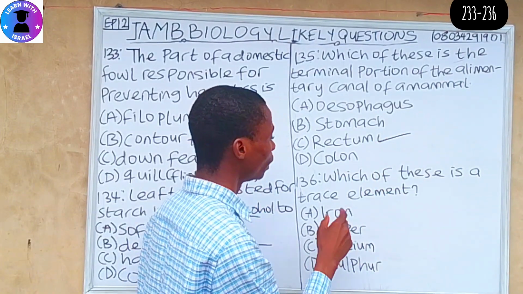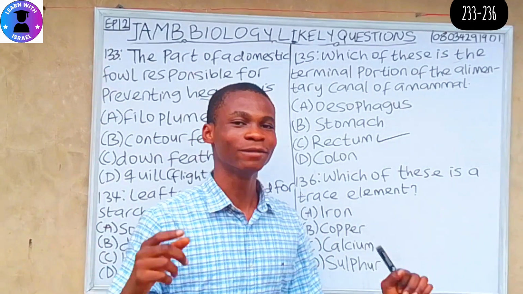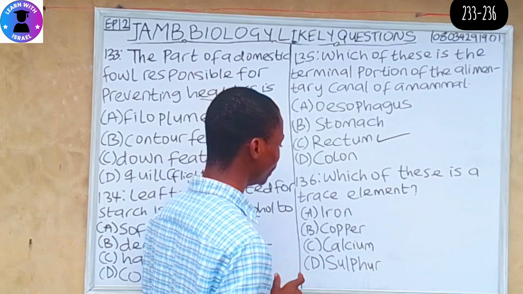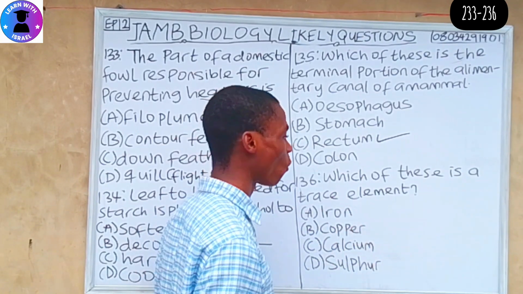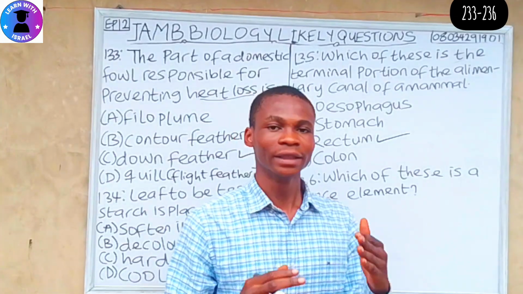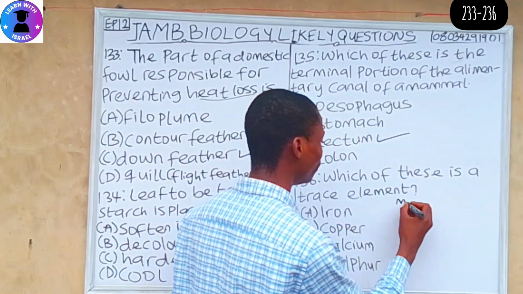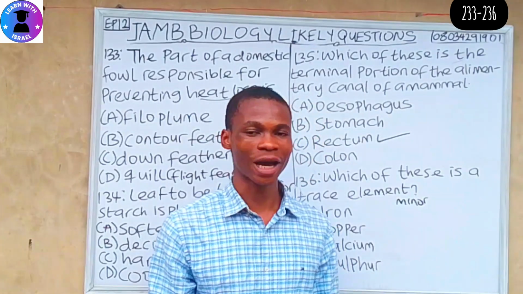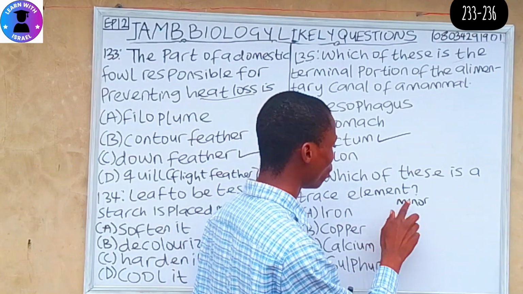Question 136. Which of these is a trace element? Guys, be very attentive here. Which of these is a trace element? A. Iron. B. Copper. C. Calcium. D. Sulfur. What is a trace element? A trace element is also known as a minor element. We have minor elements, we have major elements. Trace element is also known as the minor element.